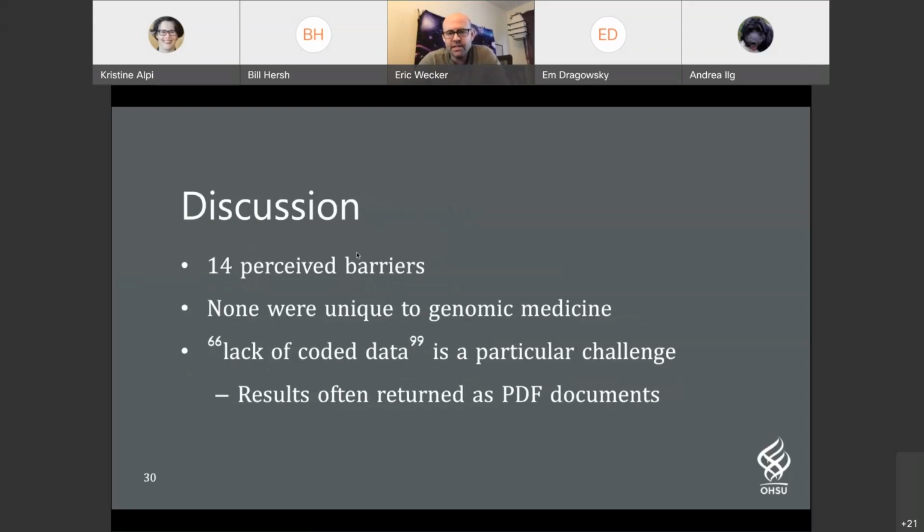So there were 14 perceived barriers in total, and notably, none of these are unique to genomic medicine. One in particular that's a particular challenge is this lack of coded data, because results are often in PDF form, which can't effectively be parsed by the systems. So that's faced often in genomics.